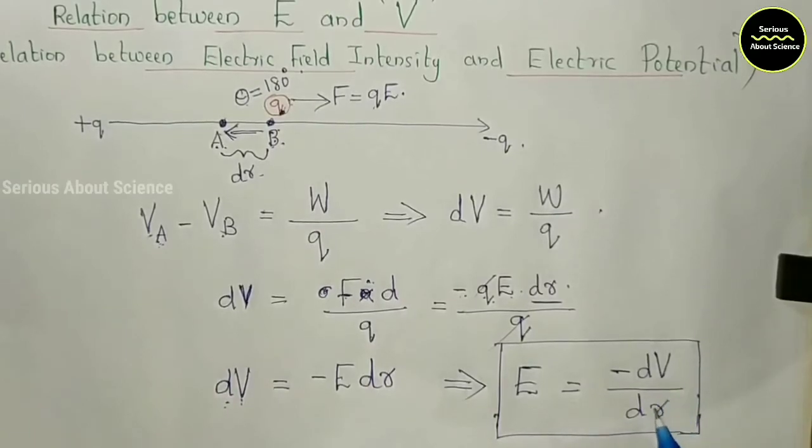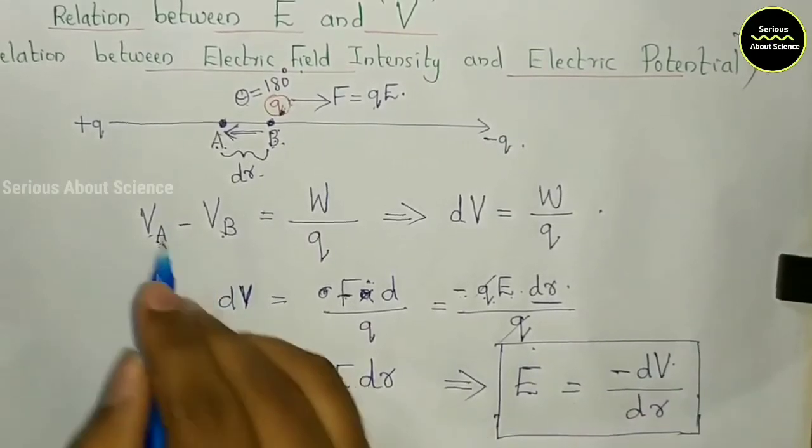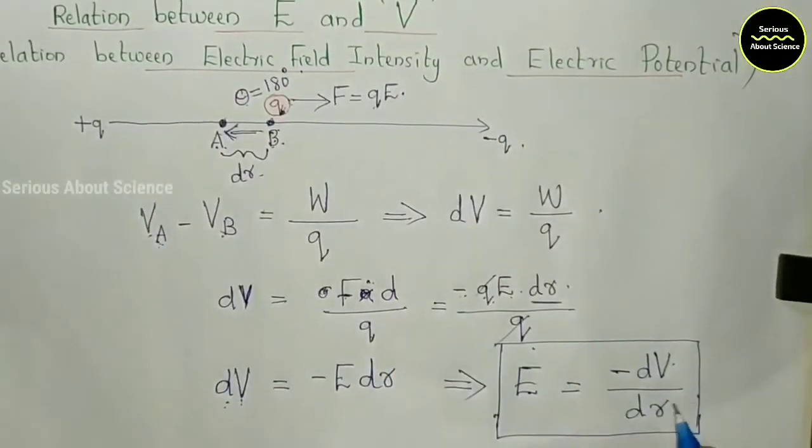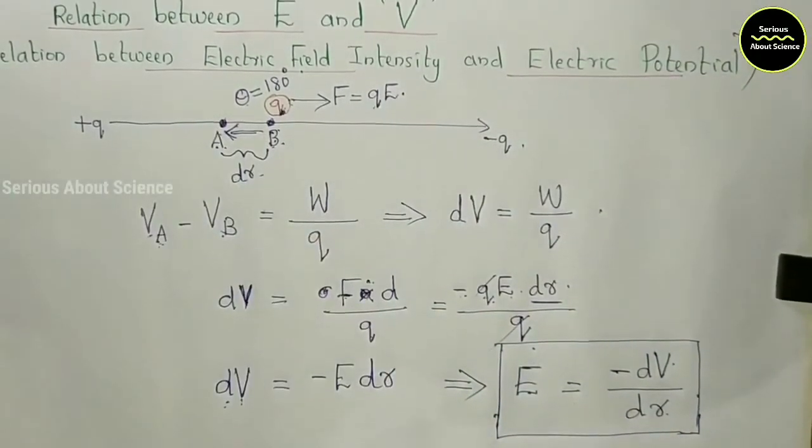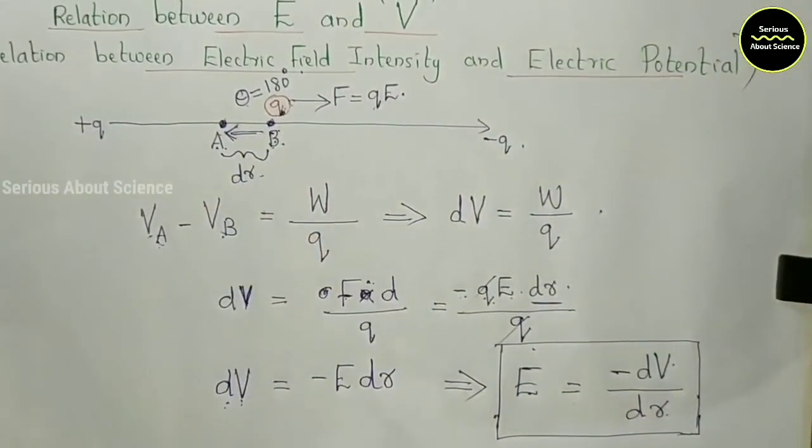From this equation, it is clear that the negative of the rate of change of potential with position will be equal to the intensity of the electric field. That is, E equals minus dV by dr. The negative of the rate of change of potential will be equal to the intensity of the electric field. Write this derivation question also in your notebook and submit it to me as an assignment. Thank you, students.